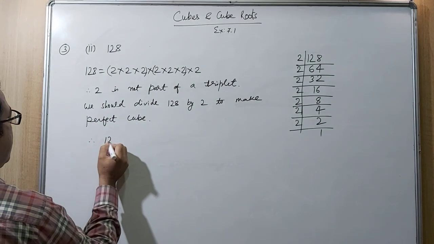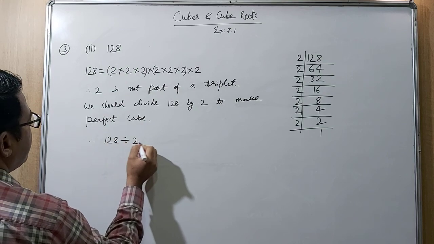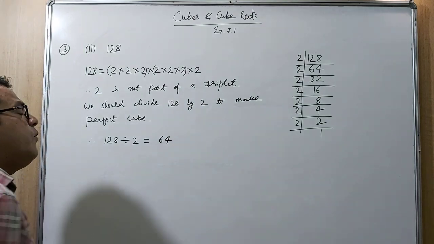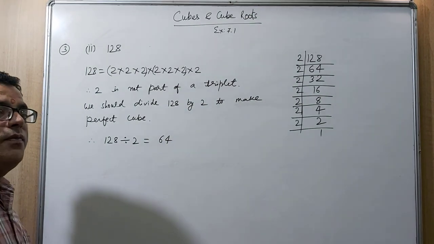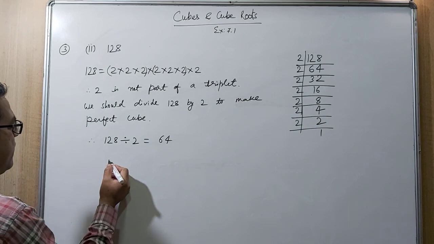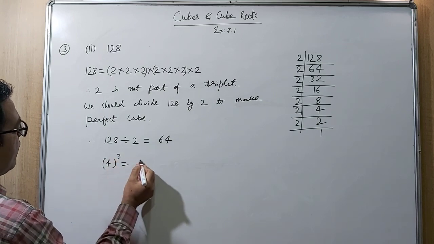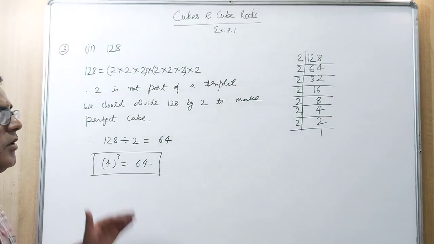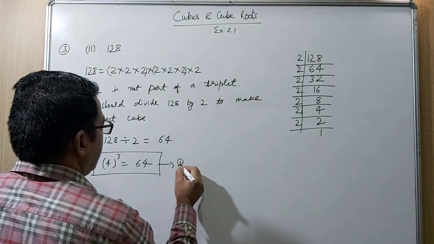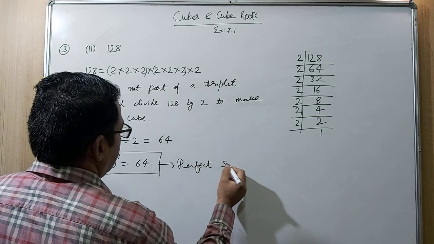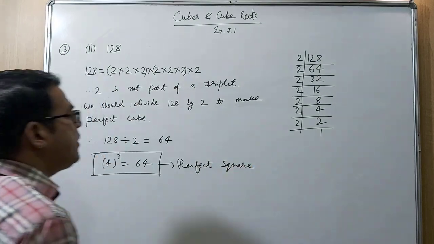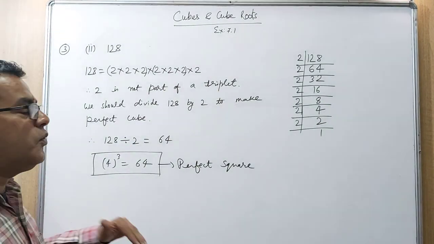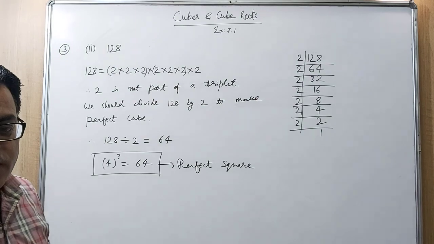So 128, if we divide by 2, what do we have? We have 64, and we know that 64 is a perfect cube. Whose cube is this? This is the cube of 4. So 4 cubed is 64, and 64 is a perfect cube. It means we need to divide the group of prime factors by 2. In this way we can make it a perfect cube. Hope you understand.